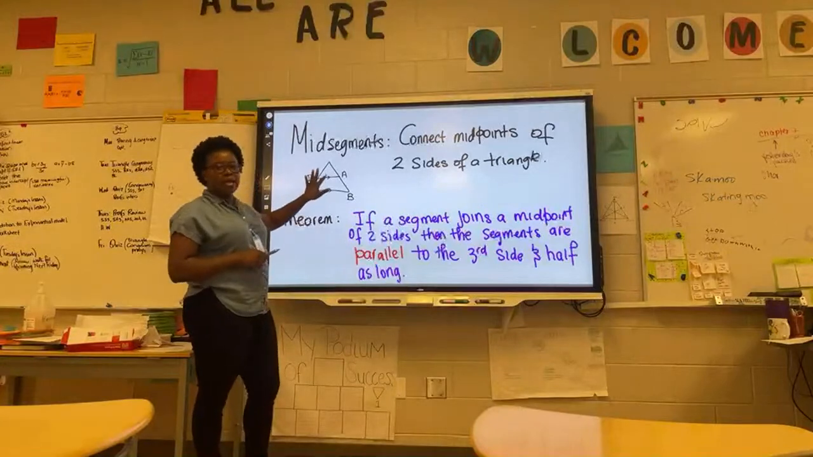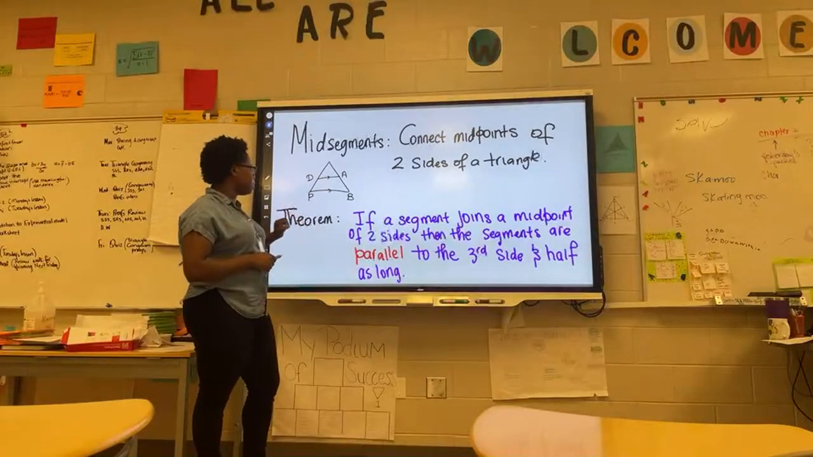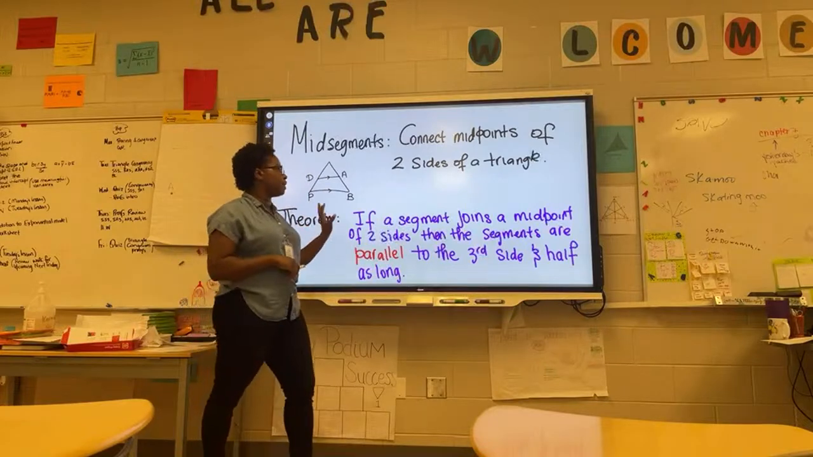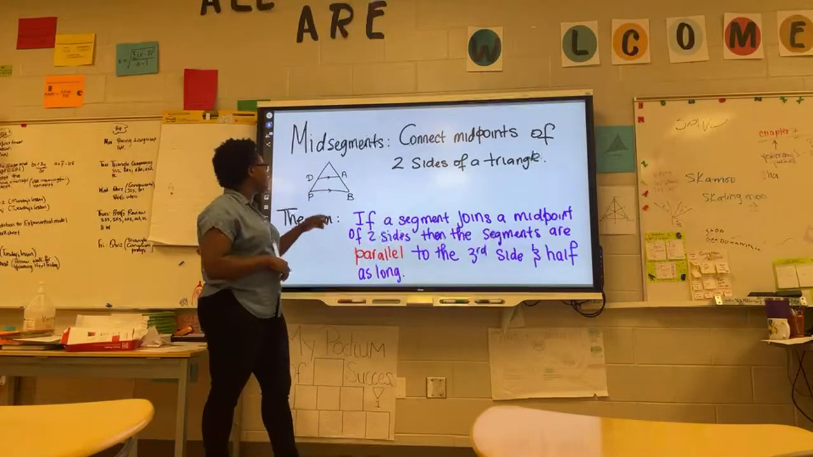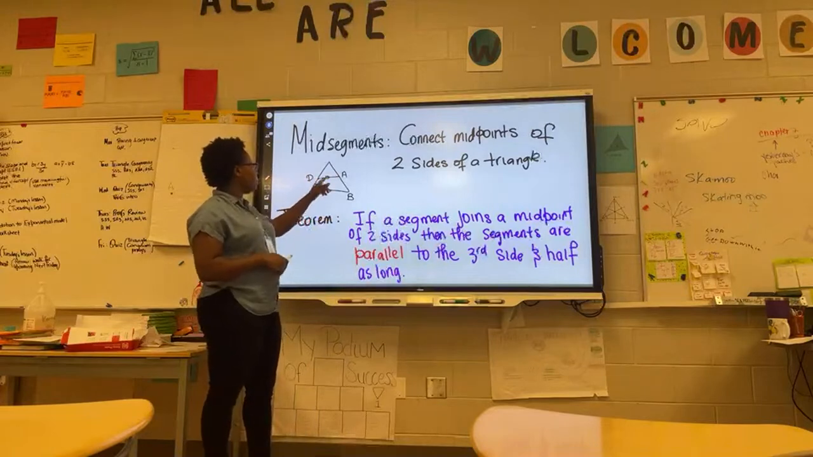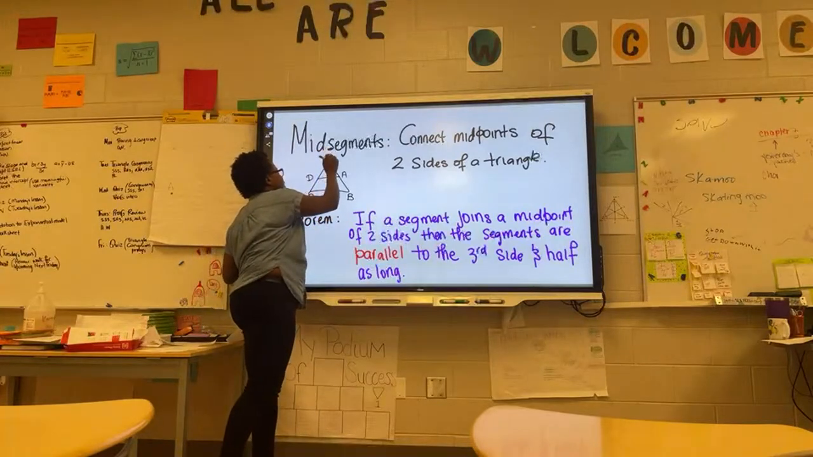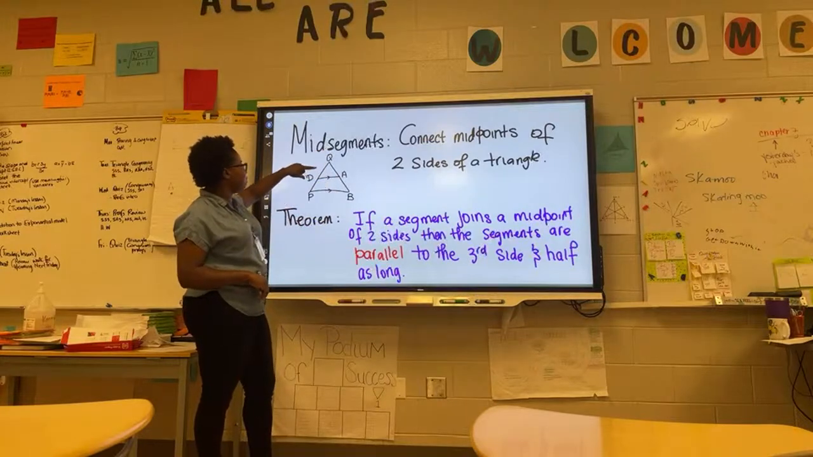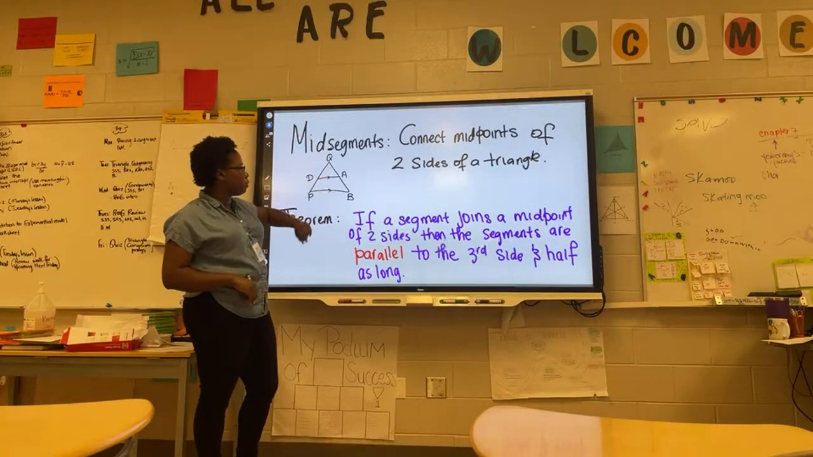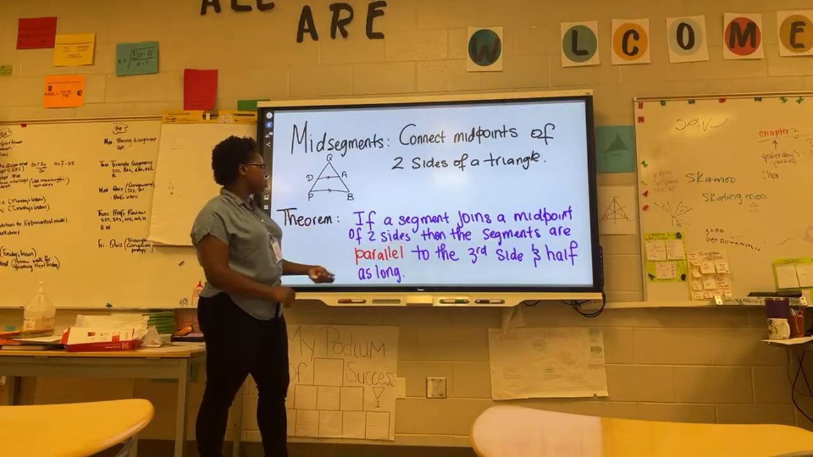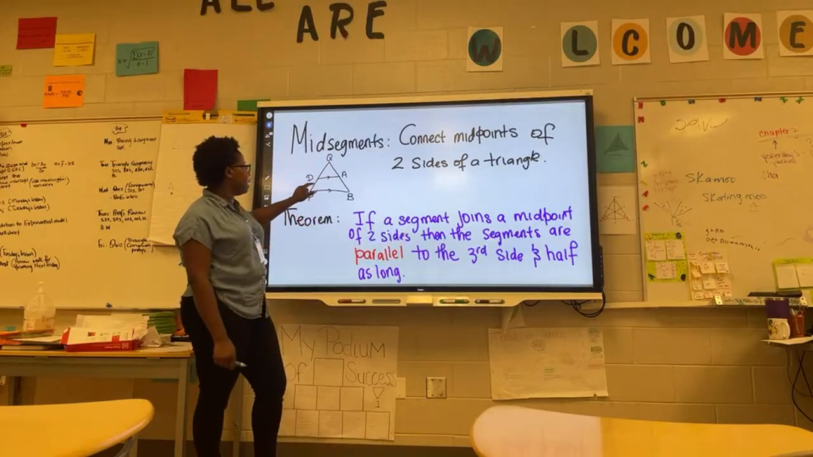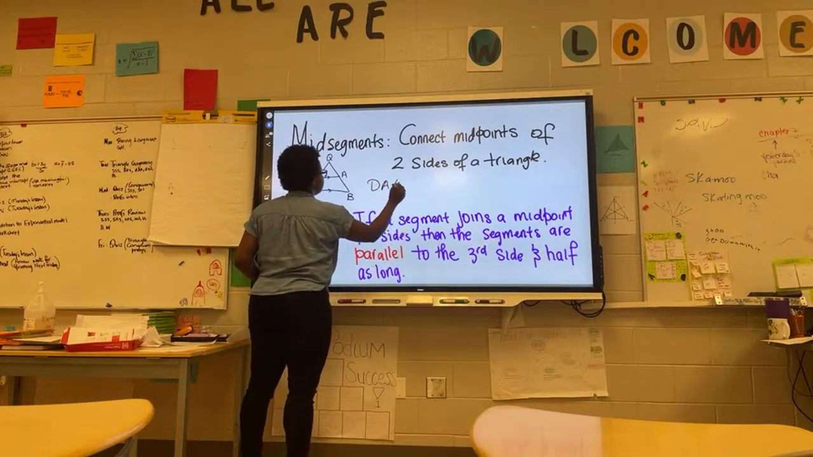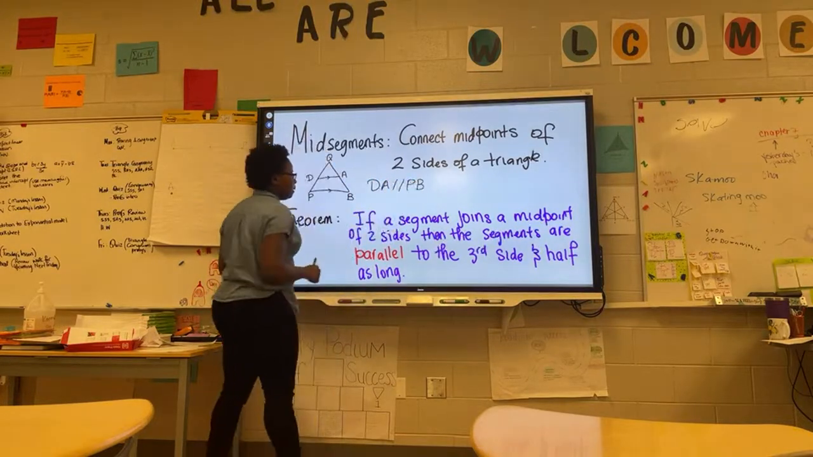And once you can identify that, you now need to know the theorem behind it. The theorem says if a segment joins two midpoints, so a segment joins the two midpoints right here, let's call that Q. So the segment DA joins the midpoints of PQ and QB, and they're saying that these two lengths are considered to be parallel. So DA is considered to be parallel to PB.